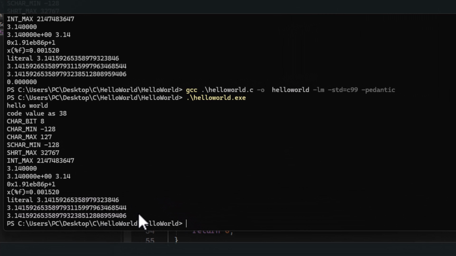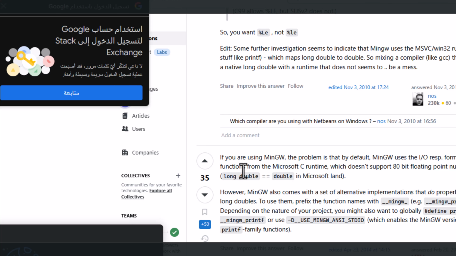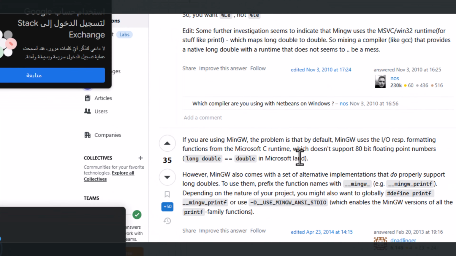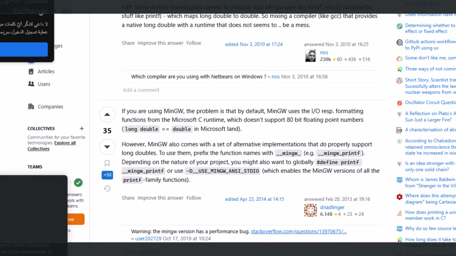Yes, because we know a long double has greater precision than a double. With a long double, we have 18 digits of accurate precision, meanwhile with a double, I think we have 15. So there is a difference of 3. You will notice that the function from the Microsoft runtime doesn't support 80-bit floating point, so long double is equivalent to double under Microsoft. That's just what I wanted to mention.